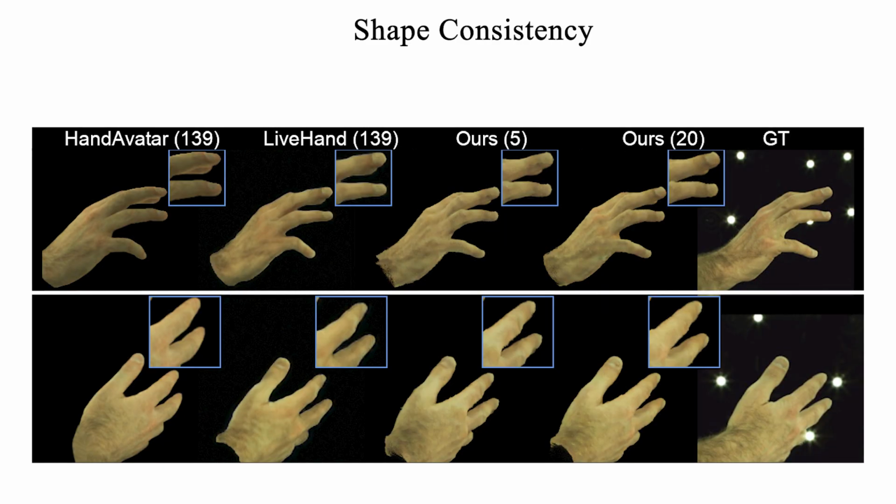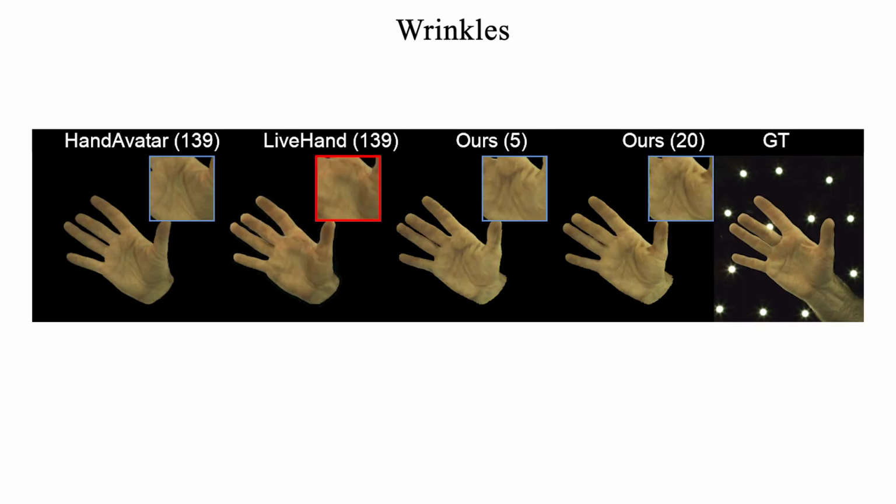Shape consistency: hand avatar tends to reconstruct the fingers to be overly rounded, and LiveHand's fingers tend to have unnatural bumps at the knuckles. Our GaussianHand can maintain the consistency of finger shapes across different poses. Wrinkles: LiveHand's results are blurry. Our GaussianHand can render realistic wrinkles on the palm.